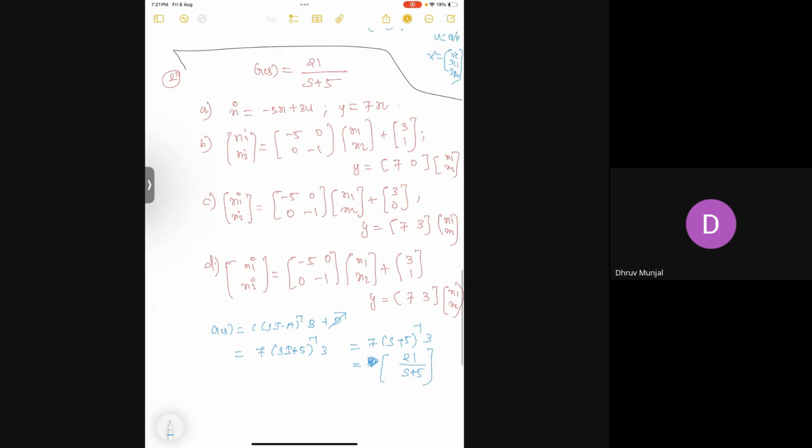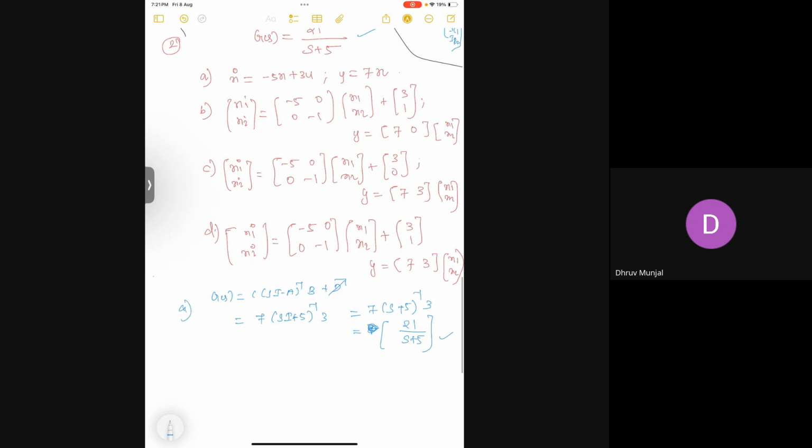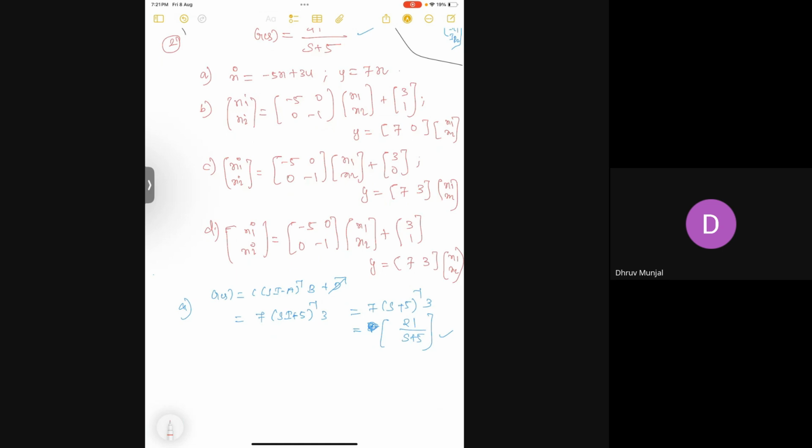Does it give the question? Is it correct? Yes, can we choose option A? So A is the correct option, right? Instead of leaving all other options, we will check the other options also. So for option B, C will be 7, 0, times (sI minus A). A is this, so s minus A means s plus 5, 0, 0, s plus 1, inverse, into B. B is 3, 1.